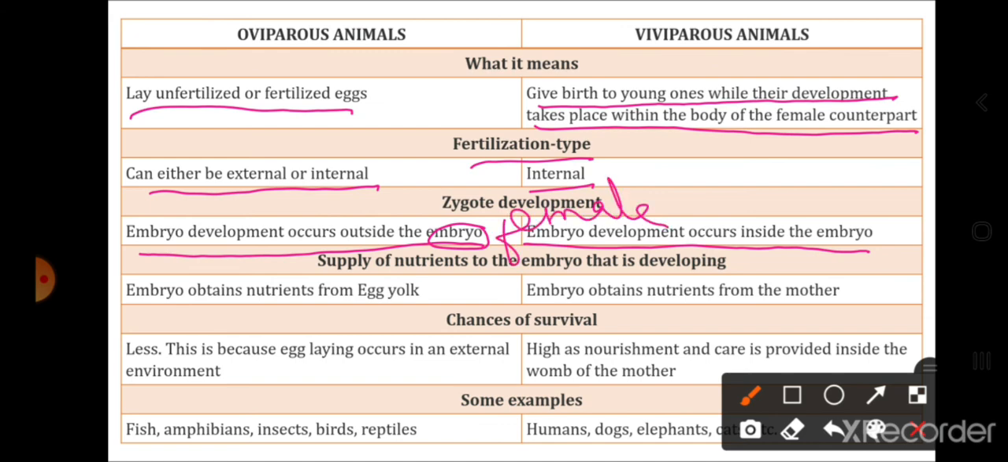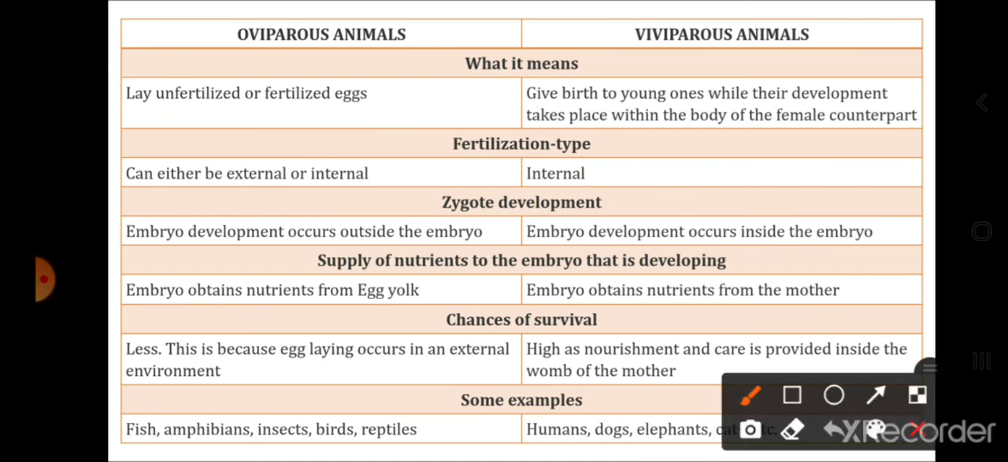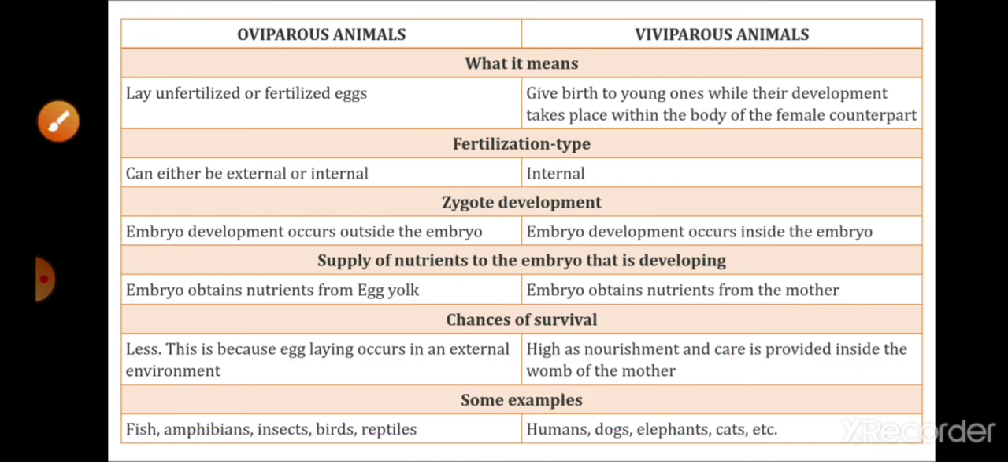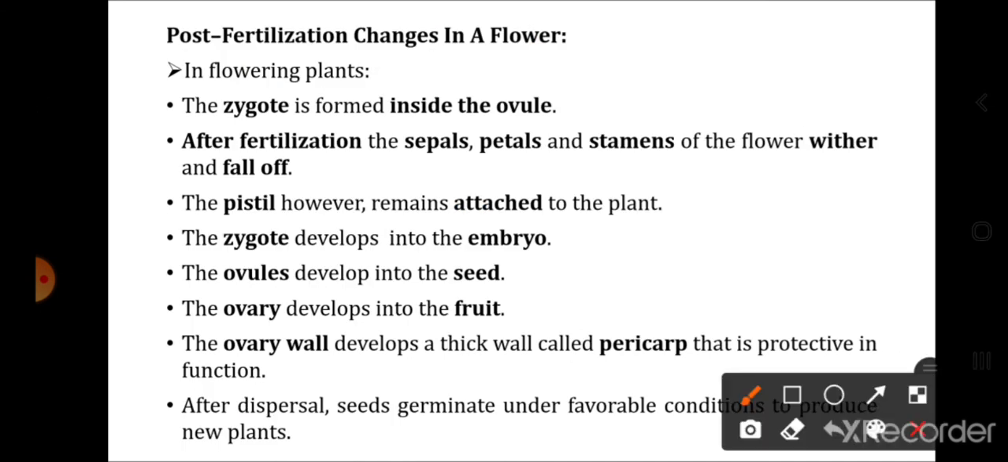Now, supply of the nutrients. The embryo obtains nutrients from the egg yolk, whereas in the viviparous the nutrients are obtained from the mother. There are fewer chances of survival because the egg laying occurs in the external environment, whereas due to high nourishment and care provided inside the womb of the mother, the chances of survival are more. Examples are fish, amphibians, insects, birds, reptiles in the oviparous, and humans, dogs, elephants, cats, etc. in the viviparous one.